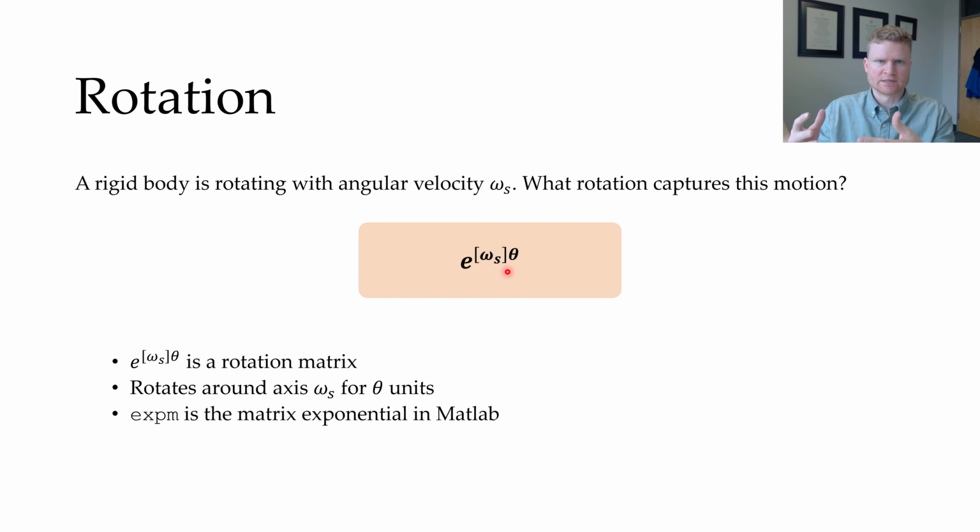units. And since theta could be degrees or radians, up to your definition, this is the amount of the angle that we're rotating, and this is the axis that we're rotating around. So what we're really doing here is converting an axis, omega s, and an angle, theta, into the corresponding rotation matrix. Now for implementation, this is a matrix exponential, and so you'd want to use something like expm, the matrix exponential in MATLAB. Let me show you how to do that.